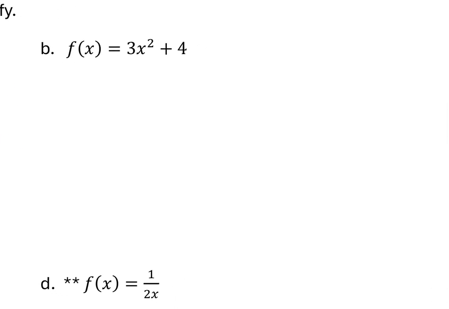We have f of x equals 3x squared plus 4. And so again, our difference quotient is f of x plus h minus f of x over h. Okay, if we find f of x plus h, remember that we want to plug in x plus h for x. When we do this, we get 3 times x plus h squared plus 4.